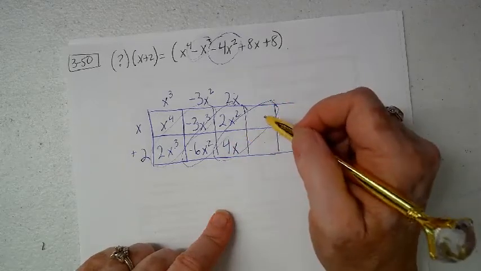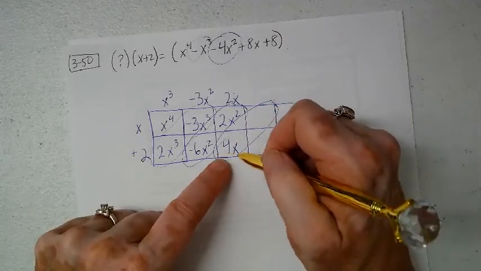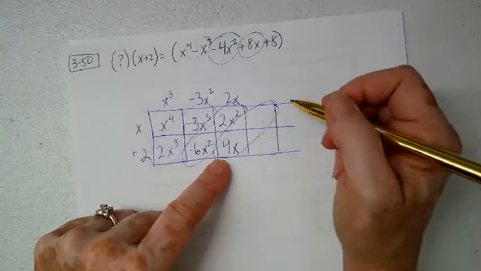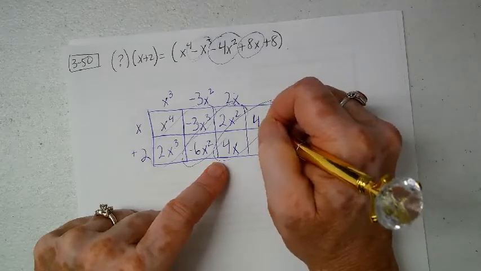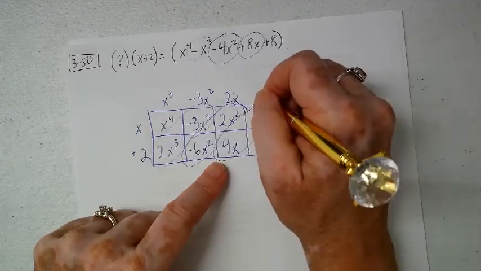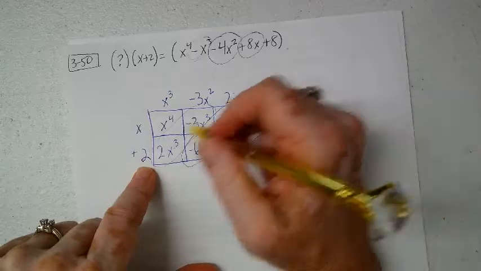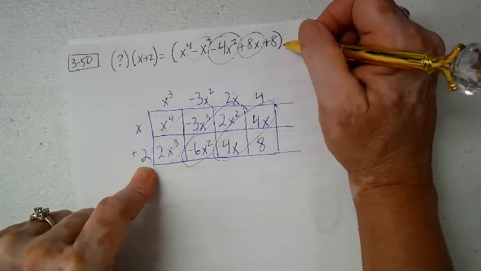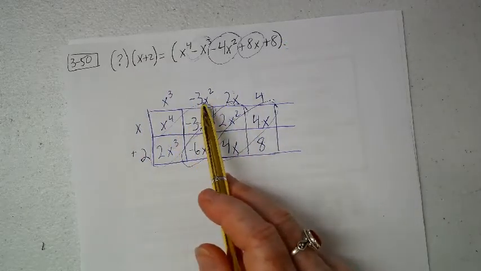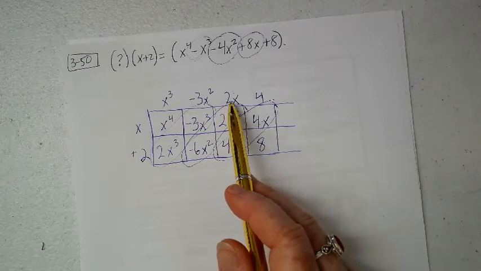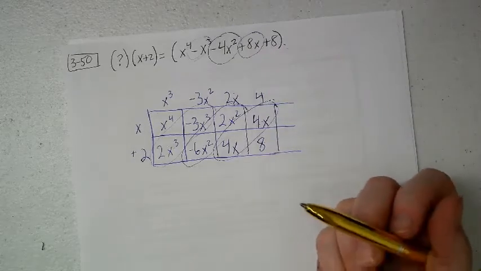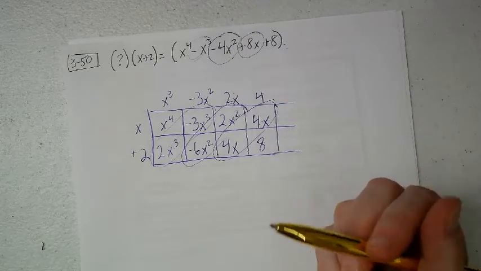Now I'm going to get this diagonal by looking at my 4x plus something equals 8x. So 4x plus 4x, is that right? Yes, equals 8x. Now I can get this top part, because x times 4 equals 4x. I can get this part, 4 times 2 is 8. And when it matches, then I know it went in evenly. So now I know that x plus 2 times x cubed minus 3x squared plus 2x plus 4 is equal to x to the fourth minus x cubed minus 4x squared plus 8x plus 8.